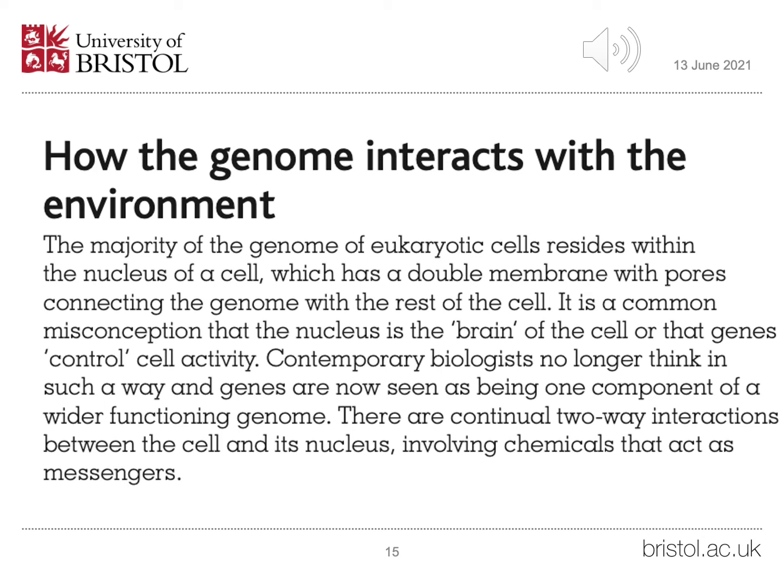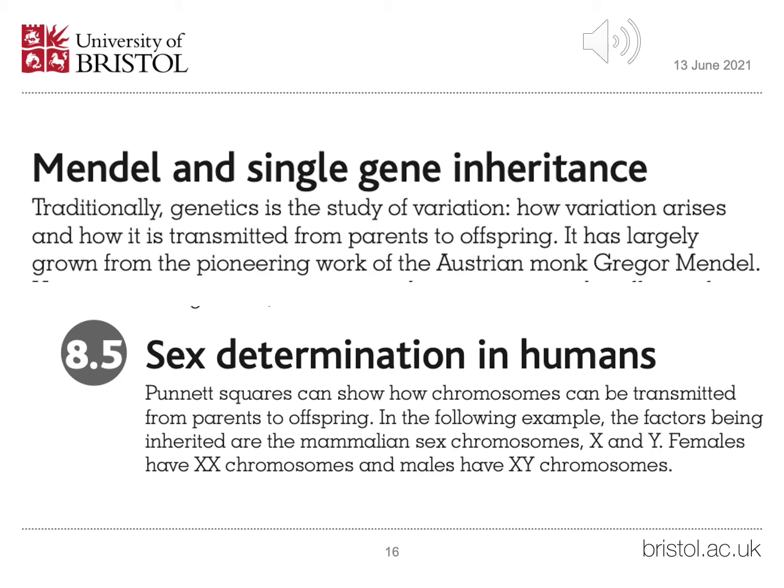The old misconceptions that the nucleus is the brain of the cell or that DNA is the book of life are being replaced by a new model in which the genome and the cell cytoplasm interact together to create all of the phenotypic characteristics that we possess, some of which differ between us. In this chapter, we're providing background information to enable teachers to explain these new ideas to their classes. We cover more familiar topics too, such as Mendel, single gene inheritance, and sex determination.